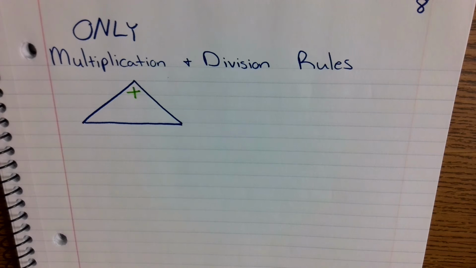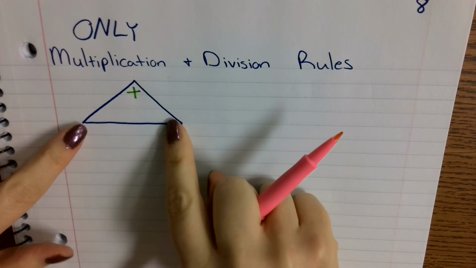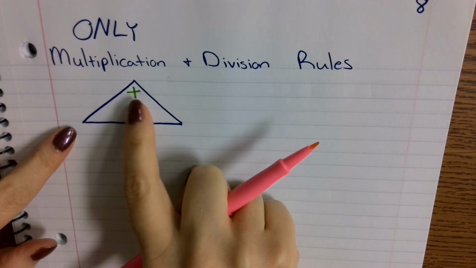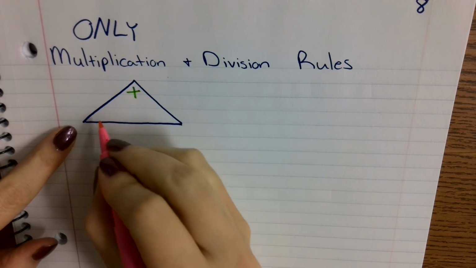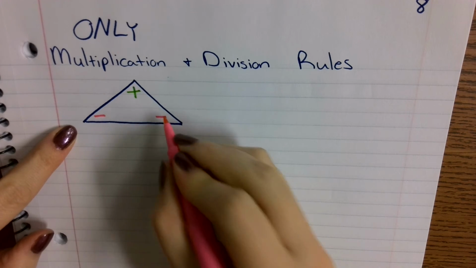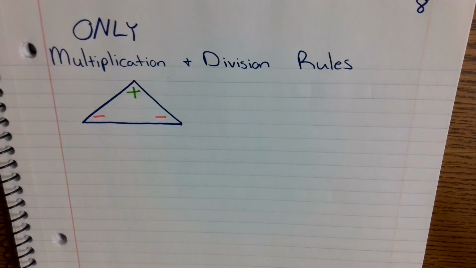Now, for multiplication and division, make yourself a triangle, and at the top of your triangle, go ahead and put a positive sign. And in the bottom 2 base angles, put 2 negative signs. This is your multiplication and division rule.